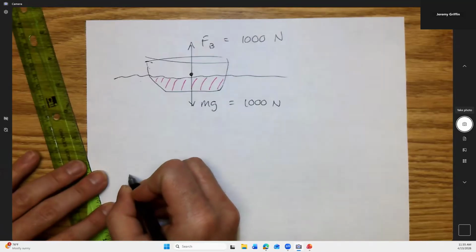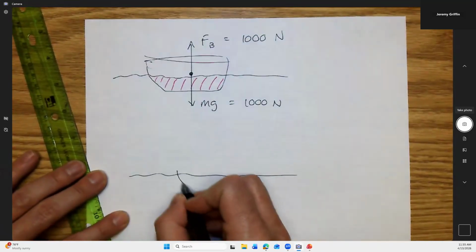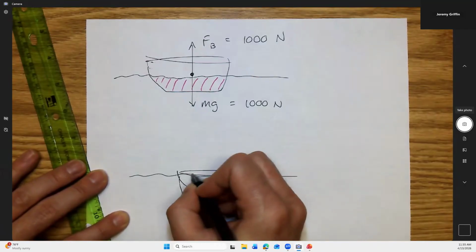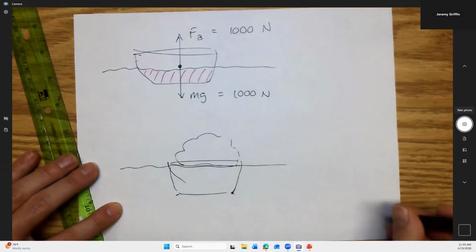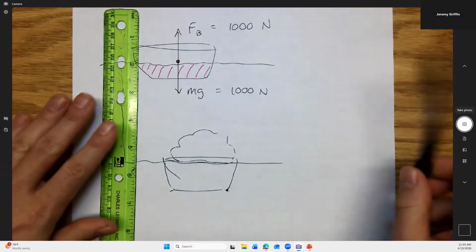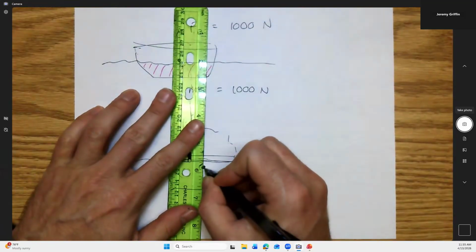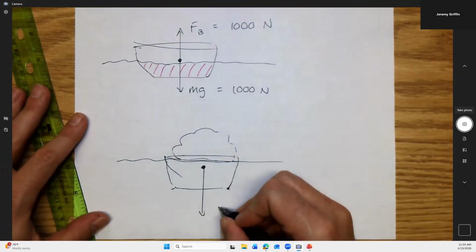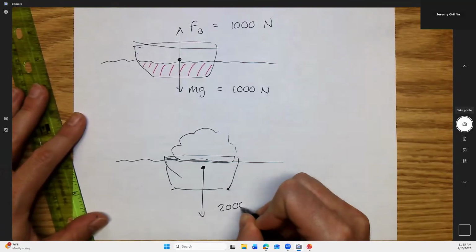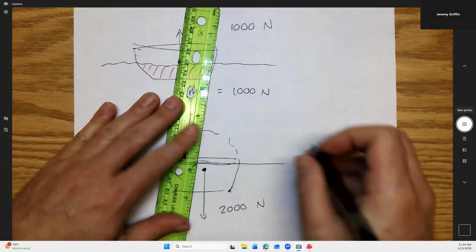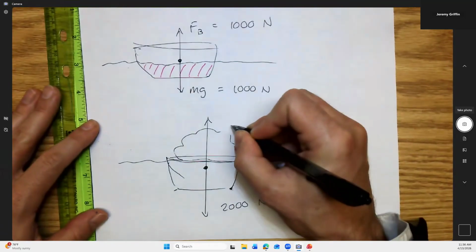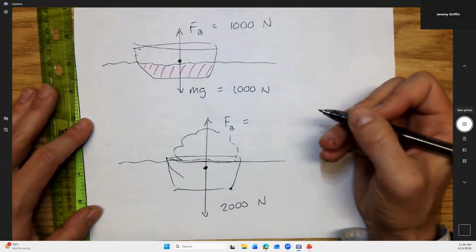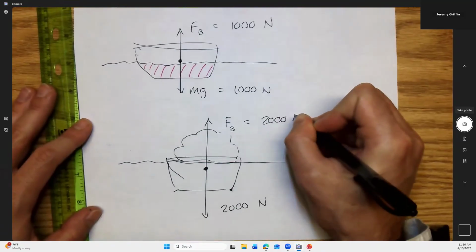Let's do a new scenario. You guys remember Pete the Pirate? Let's say this is Pete the Pirate's rowboat. And he fills his boat with treasure. Oh, look at all that treasure. Let's say this boat now weighs 2,000 newtons, including the treasure. What's the buoyant force holding up the boat plus the treasure? 2,000 newtons. Okay.